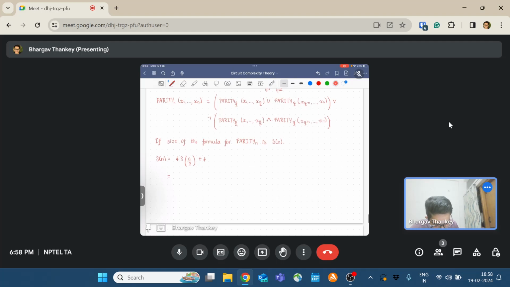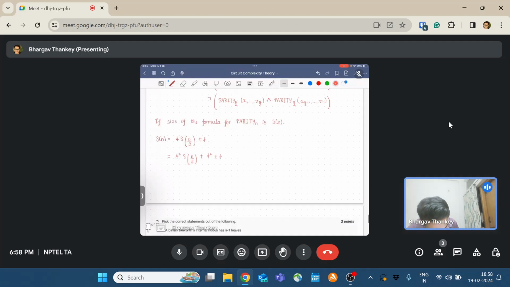Okay, so let's try to solve this. It's 4 S(n/2). So now I get 4 squared S(n/4) plus 4 squared plus 4, right? I just replaced S(n/2) by 4 times S(n/4) plus 4. So this is what I get. Then the next would be 4 cubed S(n/8) plus 4 cubed, 4 squared, 4.